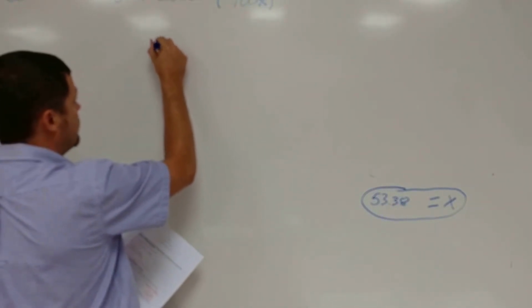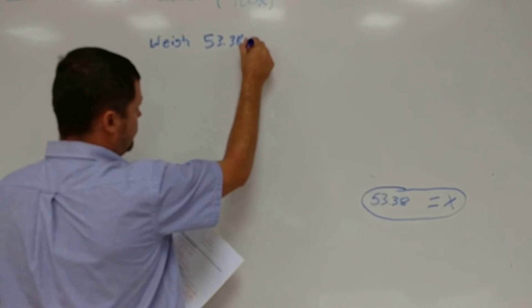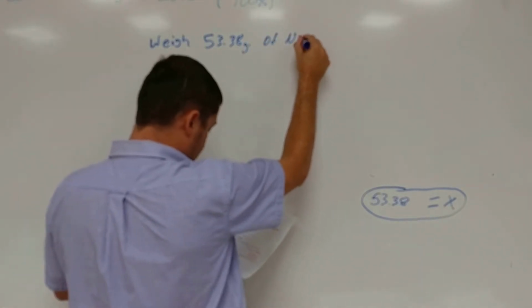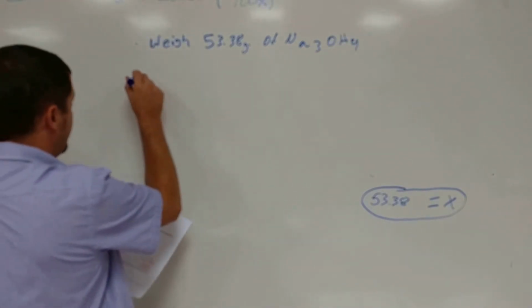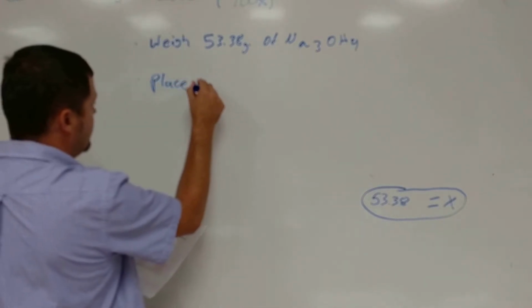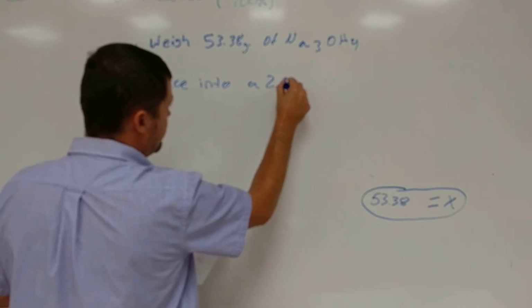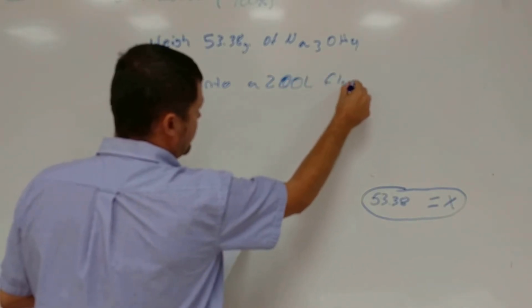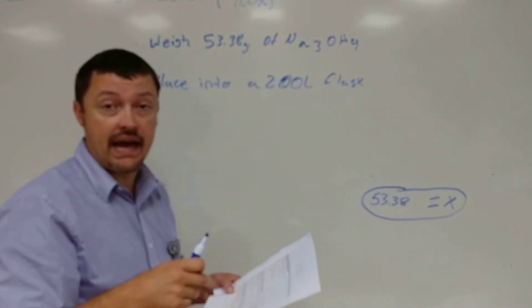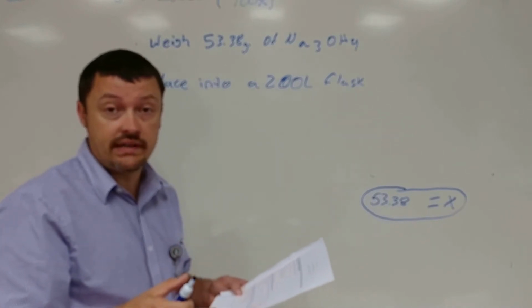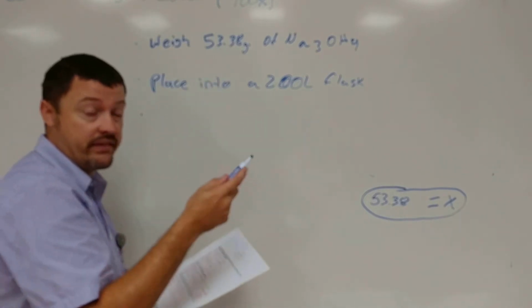53.38 grams of Na3OH4, okay? And then we're going to place that in a 2-liter flask. Always choose a flask or a receiving container that's going to be as much or more than the quantity you're trying to make, okay? And then we're going to dissolve this in a little bit of reagent water.